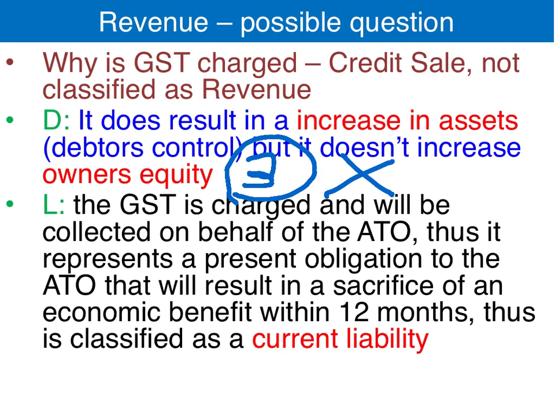So in terms of actually justifying that decision, explain it like this: the GST charged will be collected on behalf of the ATO. Thus, it represents an obligation to an external entity, in this case the Australian Tax Office, that will result in a sacrifice of an economic benefit. So it actually satisfies the criteria for a current liability rather than revenue.